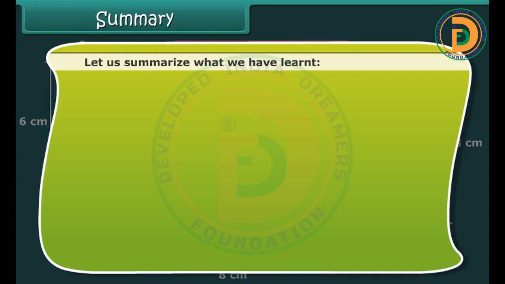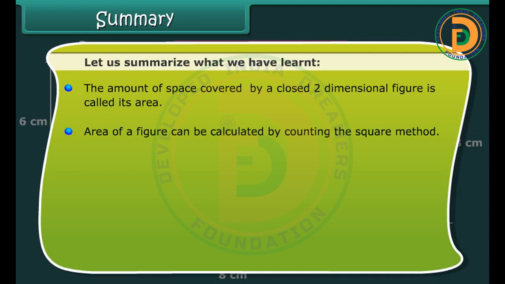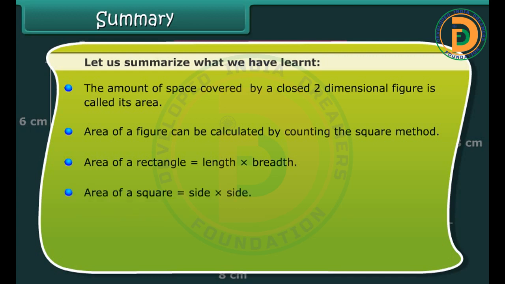Let us summarize what we have learned. The amount of space covered by a closed two-dimensional figure is called its area. The area of a figure can be calculated by the counting the squares method. The area of a rectangle is equal to length into breadth. The area of a square is equal to side into side.